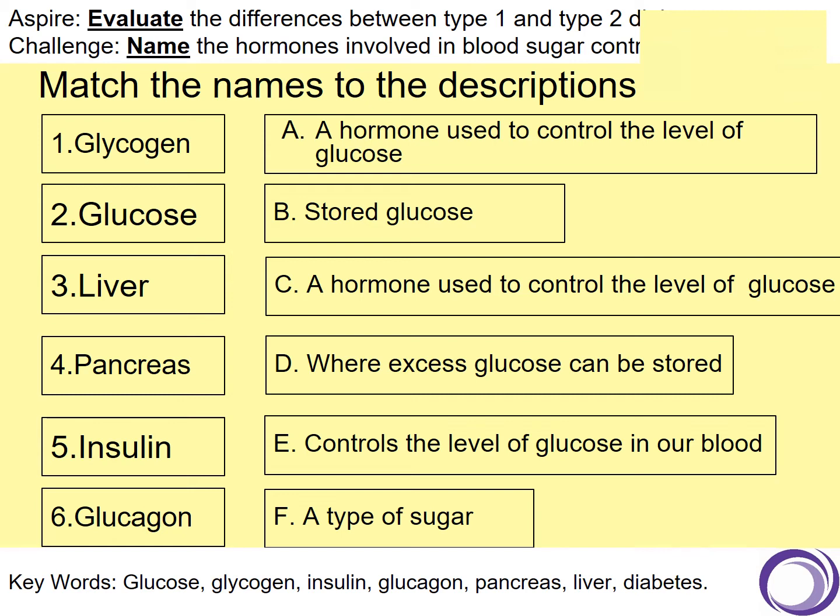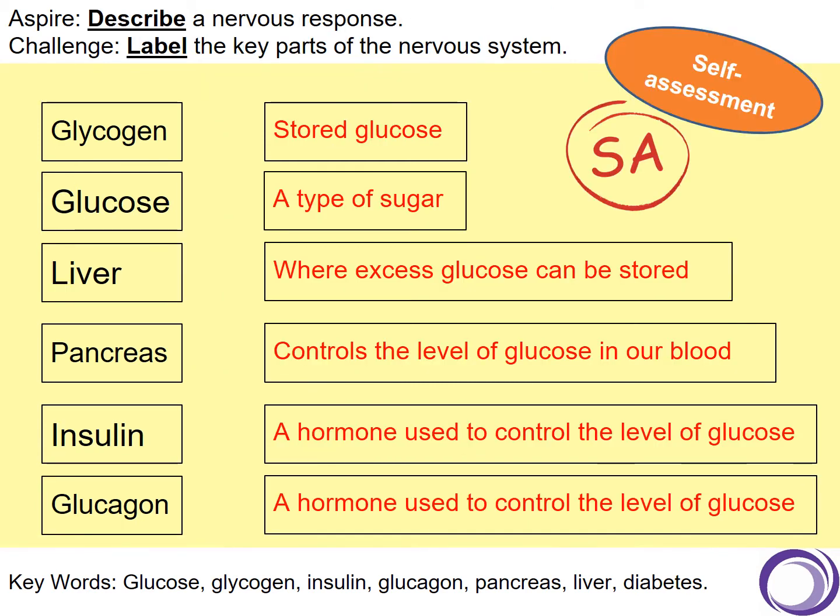Okay, let's just check those off for you. So we should have had glycogen being stored glucose. We should have glucose as a type of sugar. We should have the liver as where the excess glucose can be stored. The pancreas controls the level of glucose in our blood. And insulin and glucagon are both hormones used to control the level of glucose. So just check those through very quickly and change anywhere if you've made any errors. But hopefully you've got all of those nailed.